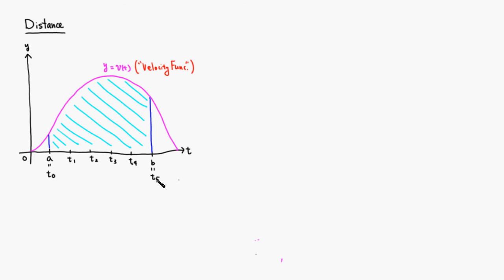So we can find delta t, the length of the subinterval. Delta t is simply the length of the interval, which is b minus a, divided by 5. So that's delta t.